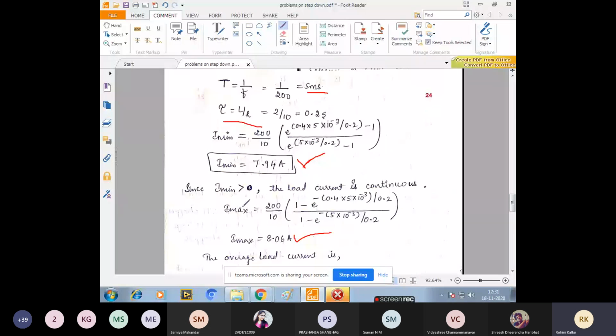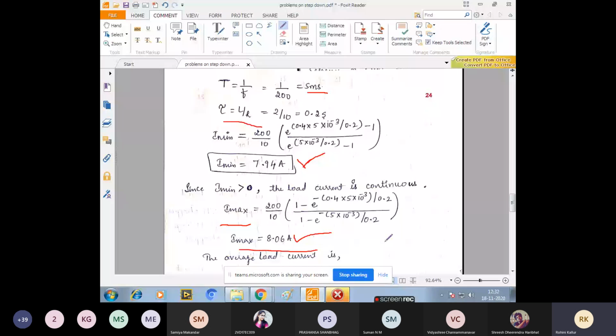Then the second parameter I have to calculate is Imax. So Imax is equal to Vs divided by R into 1 minus e to the power minus of K into T divided by tau. 1 minus e to the power minus of capital T divided by tau. This is my Imax equation, or you can also call it equation number 4, that is I2. Okay, capital I2. So after we simplify, we will get the value as equal to 8.06 amperes. Okay, following till here? Yes, ma'am. Okay.